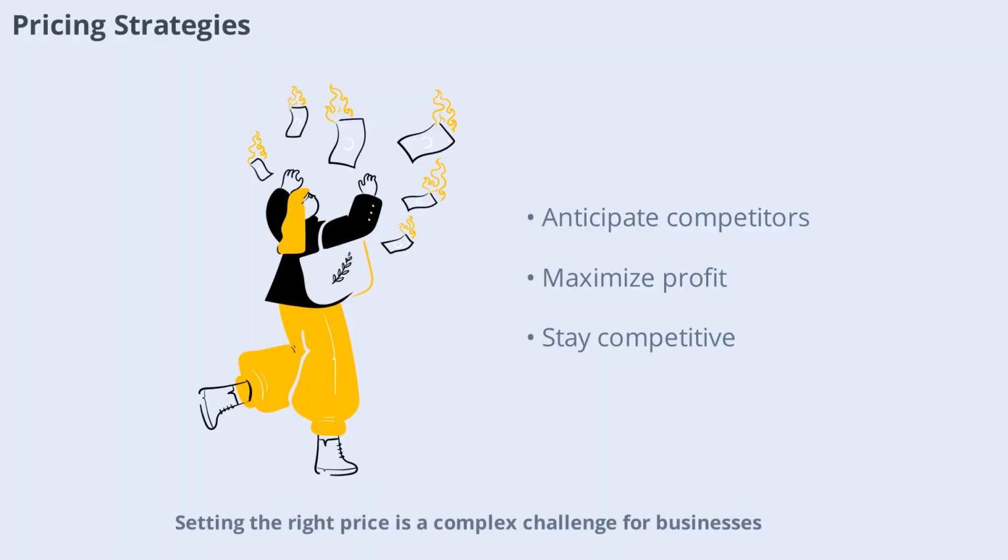Setting the right price is a complex challenge for businesses. Game theory helps firms anticipate how competitors and customers will respond to different pricing strategies. Optimization techniques are used to find the price that maximizes profit while staying competitive. This combination allows companies to make informed decisions in fast-changing markets.